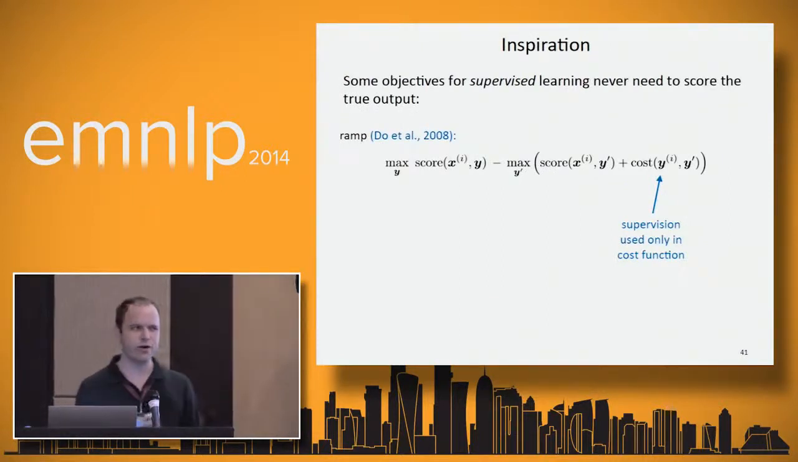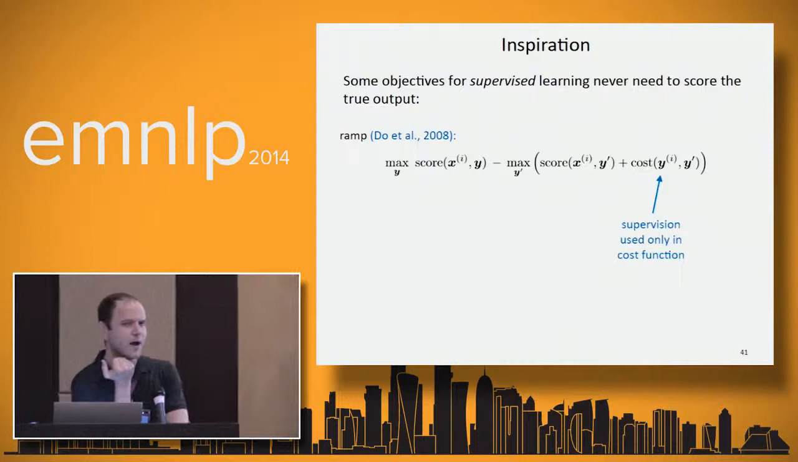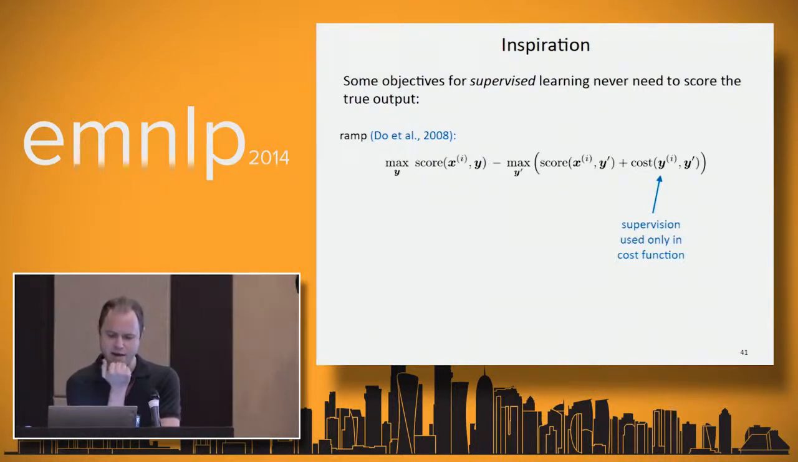And so the particular formulation that we're using is inspired by this interesting observation that even when we're doing supervised learning, there are some widely used loss functions that don't require us to ever compute the score function for the true output yi. So for example, ramp loss, here shown as a gain function, unlike, say, hinge loss, never has to compute the score of xi, yi. The only place that yi is used is in the cost function.